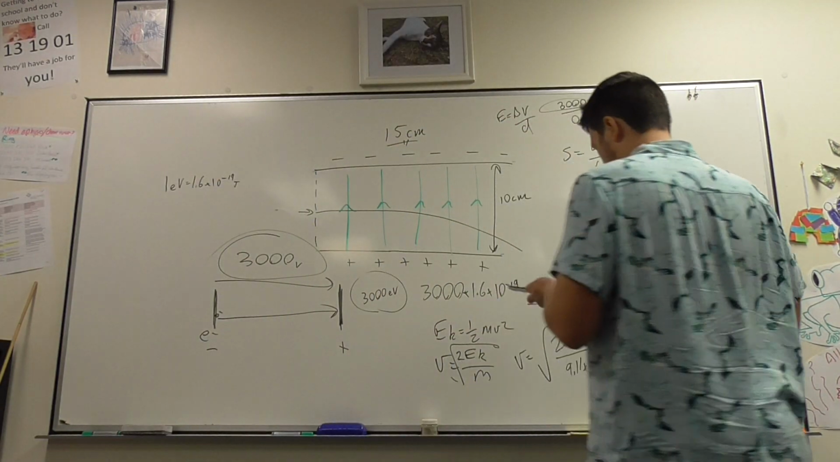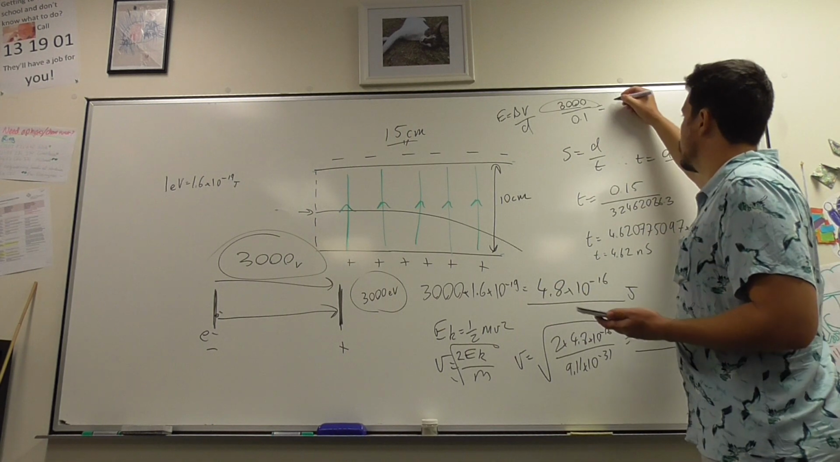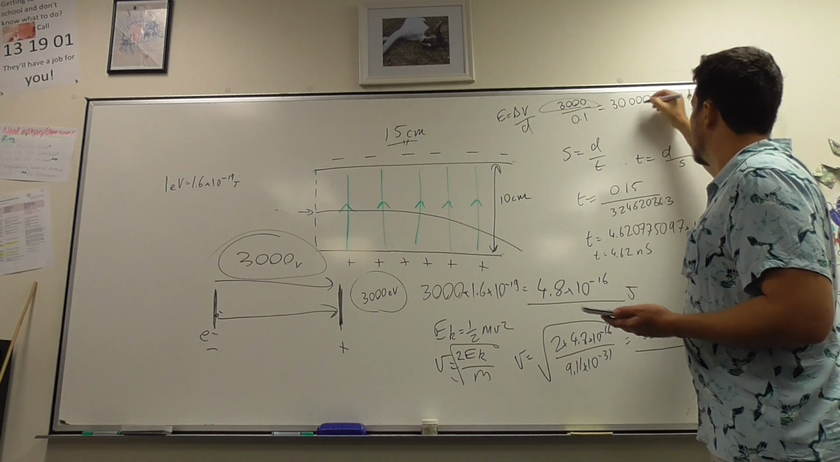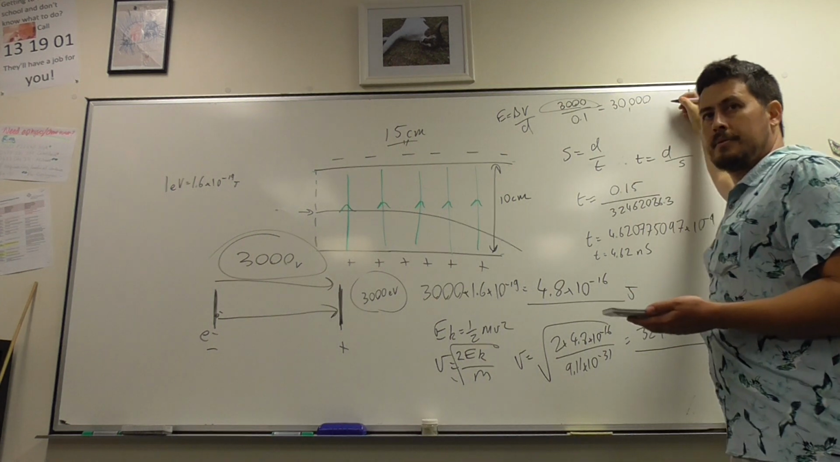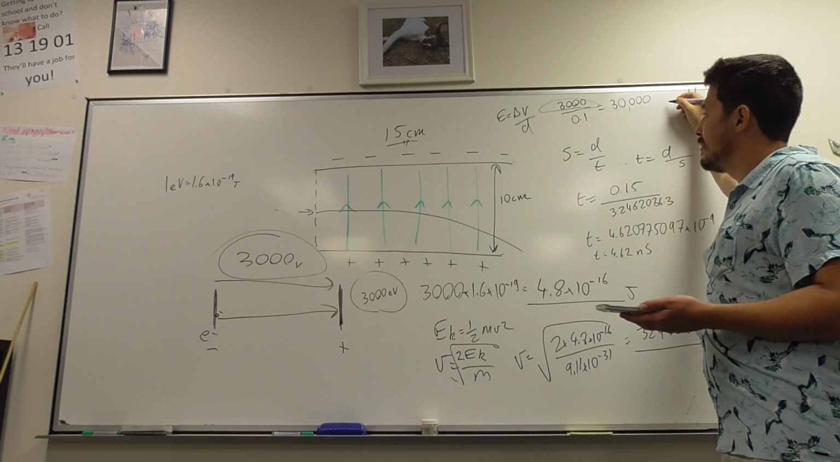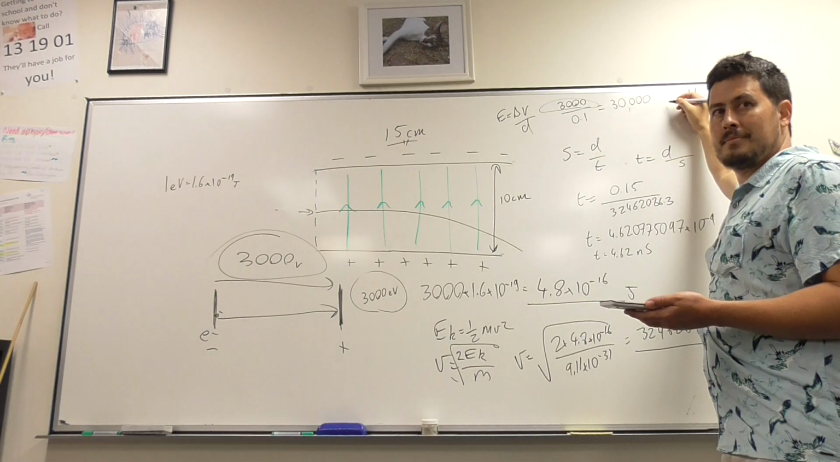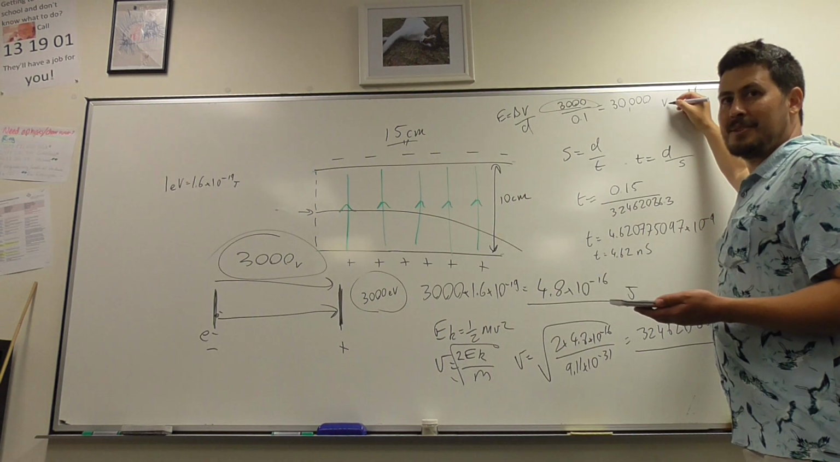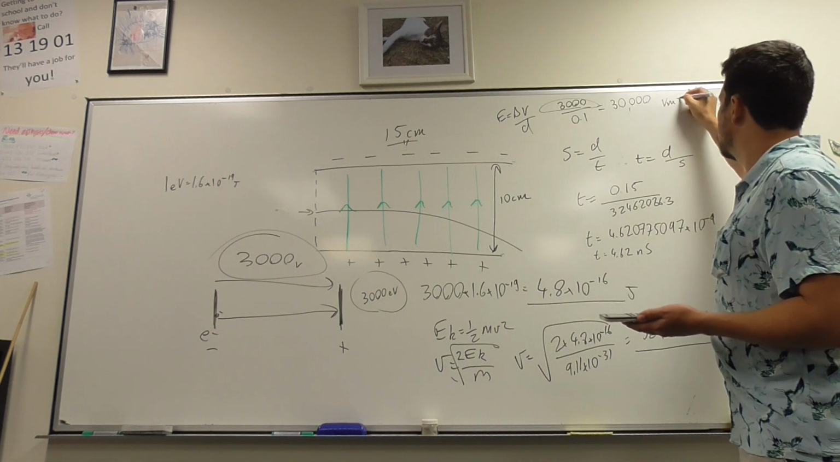So what's 3,000 divided by 0.1? 30,000. So easy. Is that your final answer? No. Yes. Volts per... distance. Volts per distance, volts per meter.